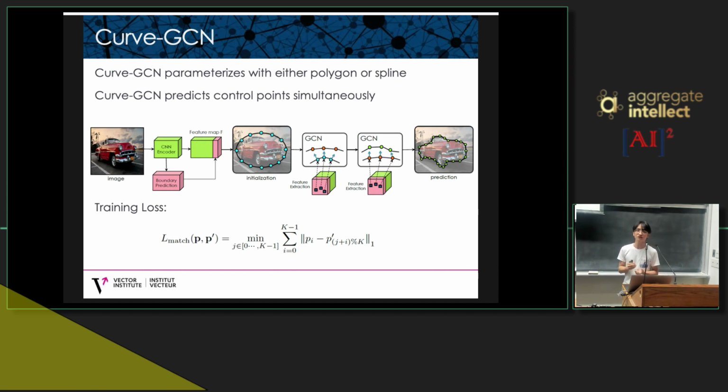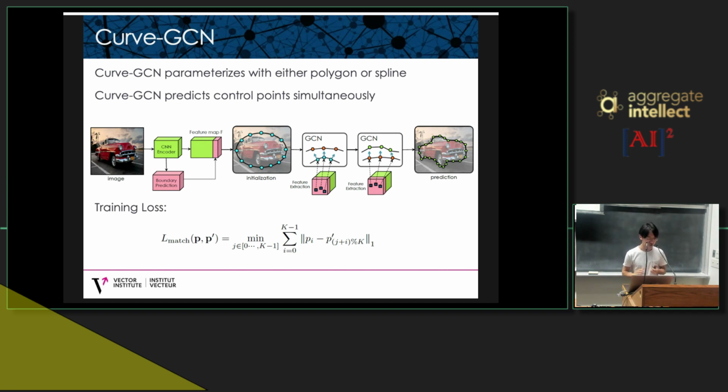Okay, and the loss function is just like we have, suppose P prime is the ground truth point, and P is a predicted point. And then we can minimize, because the circle is a loop, every point can be a start point of the loop. And then we have the minimum over all of the possible starting points, and we find the minimum to minimize this matching loss between the predicted curve and the ground truth curve.